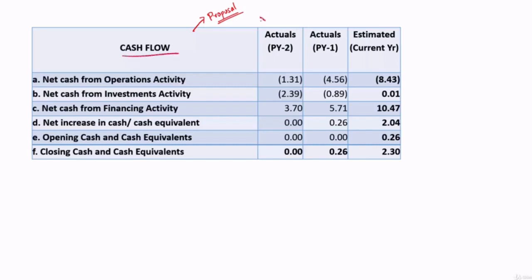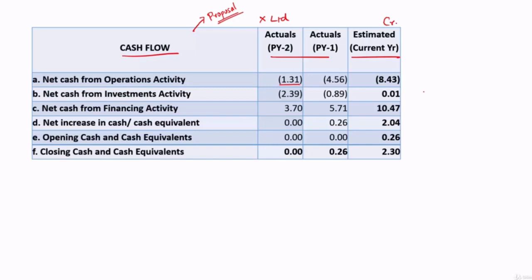Let's have a look at this cash flow. We have the cash flow of, let's say, X Limited for the previous 2 years and the estimate for the current year. So what is happening in previous year 2? Let's analyze that. Net cash from operations is negative 1.31. Let's say figures are in crores. It is negative 1.31.